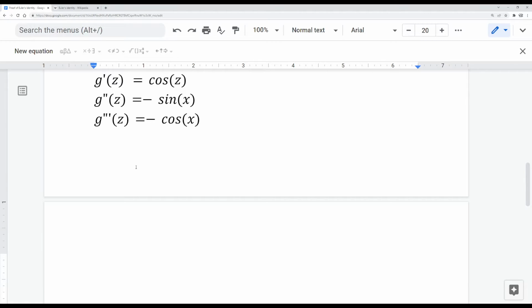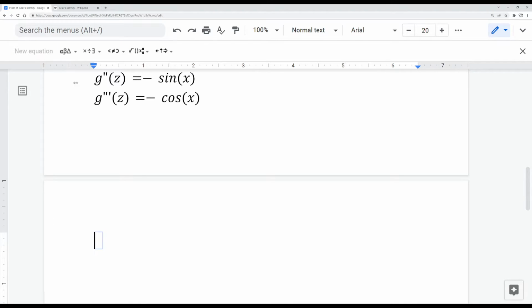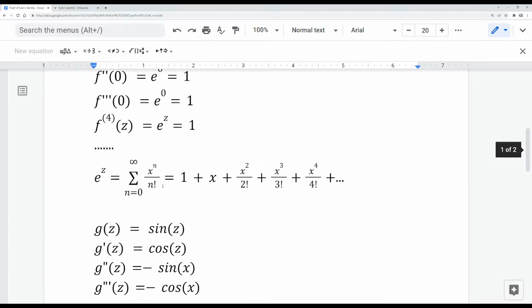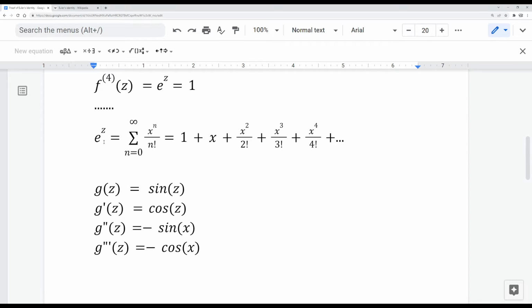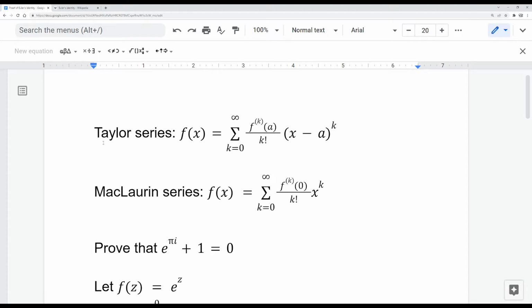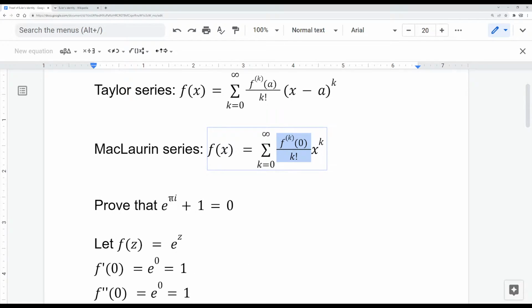Actually, no, wait. Yeah, fourth derivative goes back to the sine of z. So let's just do that really quick. I will just say this so that we know that it loops back to the beginning, which equals sine of z. So you can see all three functions, sine, cosine, and e, they all have repeating patterns for the derivatives. So that's why we use this to prove that this equals each other.